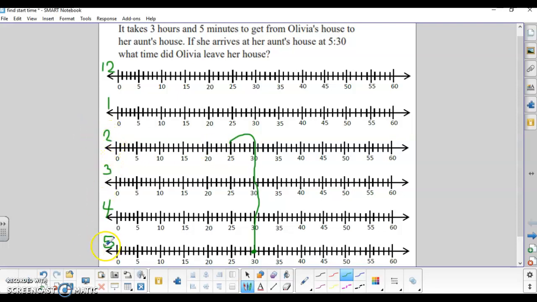So she arrived at her aunt's house at 5:30. It took her 3 hours and 5 minutes to get there. 1, 2, 3, 5 minutes. She left her house at 2:25. So the answer to this problem is 2:25.